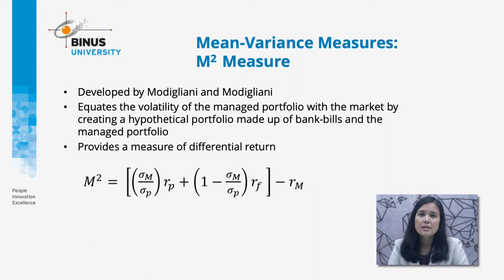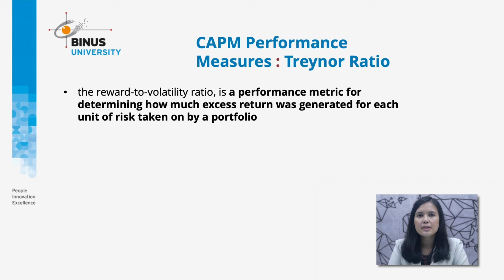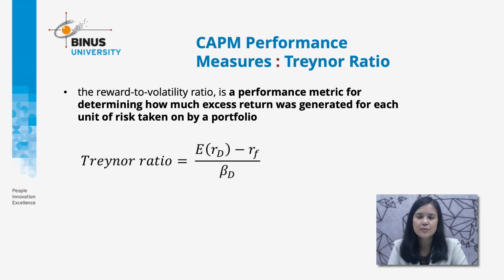The other measurement is the Treynor ratio. In essence, the Treynor ratio is a risk-adjusted measurement of return based on systematic risk. The reward to volatility ratio is a performance metric for determining how much excess return was generated for each unit of risk taken on the portfolio. While no investment is truly risk-free, the Treynor ratio typically uses treasury bills to represent a risk-free return. Risk is determined by the portfolio's beta, which is a measure of an investment portfolio's general systematic risk.